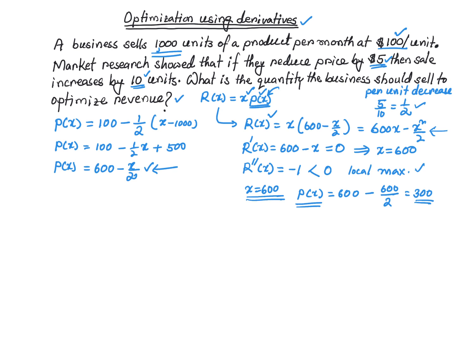So let me do a quick check. Previously I was selling 1,000 units at $100. So that was bringing in 100,000 in revenue. Now I'm selling 600 units, but at $300 a piece. So that's going to give me 180,000. So it looks like we are maximizing revenue when we sell 600 units at a price of $300, and the revenue is going to be $180,000.